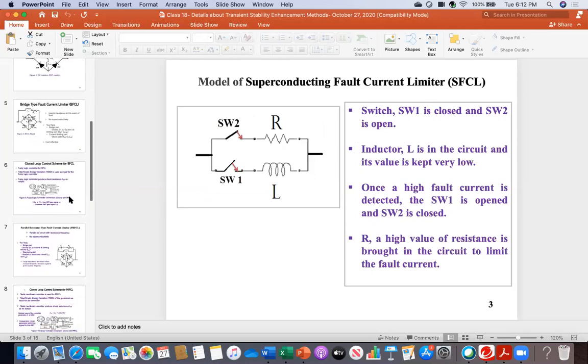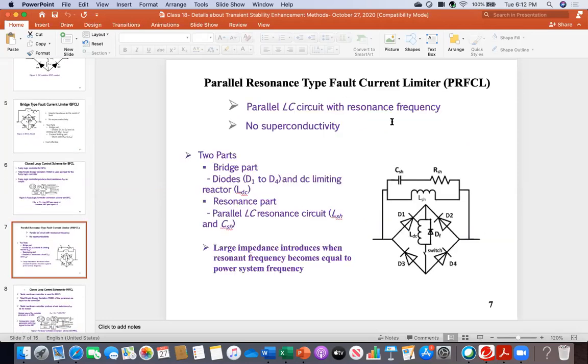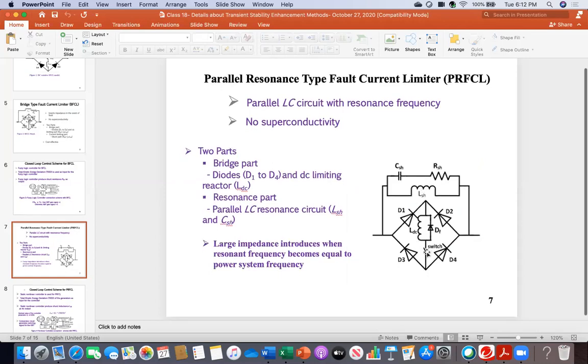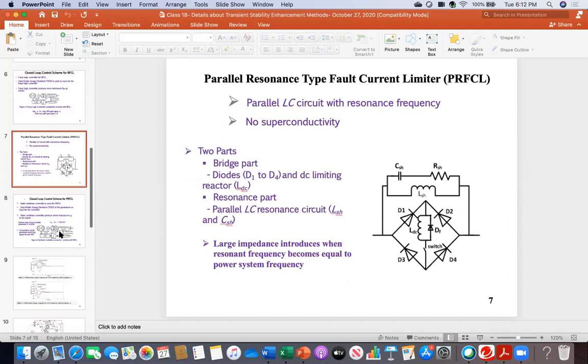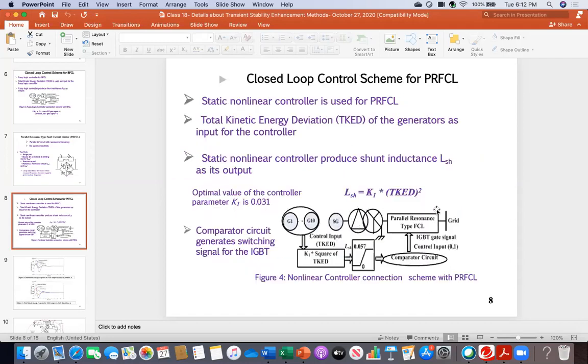And then again for the parallel resonance type fault current limiter, because there is the switch, and during fault you have to get it open so that the current flows through this path. Again, you can design this switch controller. Again, it can be IGBT based, GTO based, or any other technique, and you can use a sophisticated controller. For example, here there is one example.